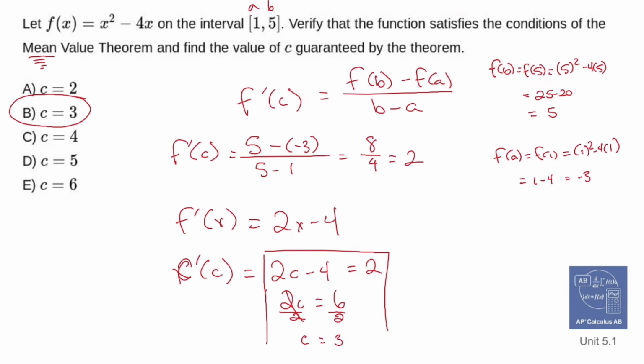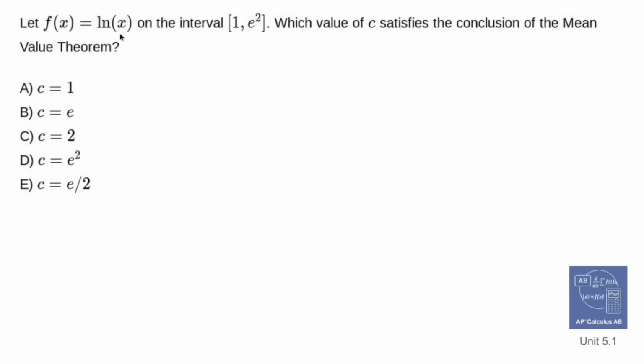Let f of x equals ln of x on the interval 1 to e to the second power. Which value of c satisfies the conclusion of the mean value theorem? Well, the mean value theorem says that there exists some c in the interval such that f prime of c is going to be f of b minus f of a over b minus a. Hello, old average rate of change formula. It's been a while.